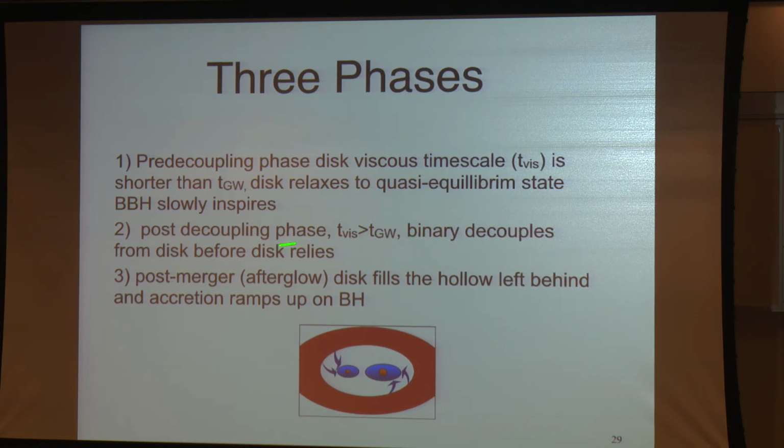Then you have this phase where the viscous timescale is still larger than the gravitational wave timescale, and the binary decouples from the disk. So now the binary exists independent of the disk. And then you have the post-merger of your black holes, often called afterglow, and the disk fills the hollow left behind by these black holes because they've merged, and you see an accretion ramp up. So that's sort of the introductory state of what can happen.